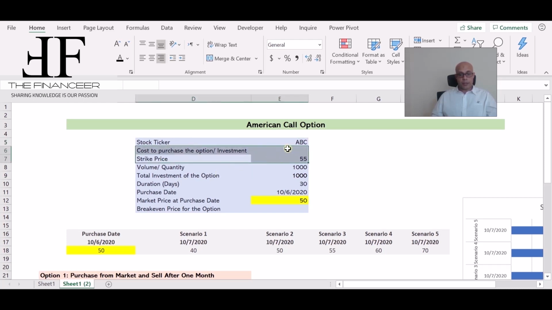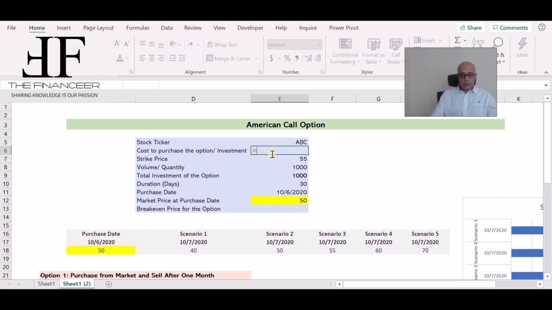The strike price is $55 and the quantity is 1,000 shares, and the total investment of this option is $1,000. So if the total investment of this option is $1,000 and the option is about 1,000 shares, the cost to acquire one share is simply dividing the $1,000, which is the investment, by the 1,000 shares that we have. So this will be the cost to acquire the option contract for one share only.